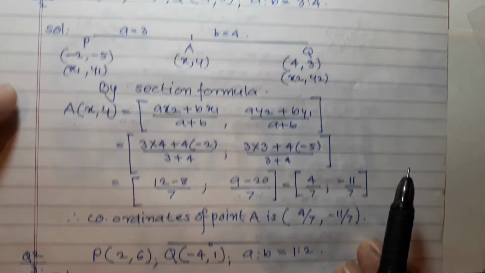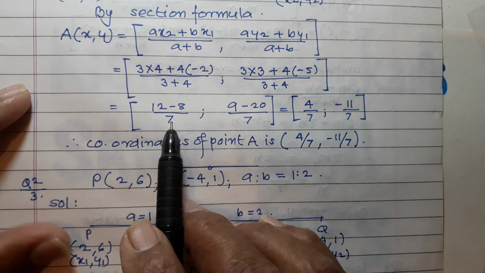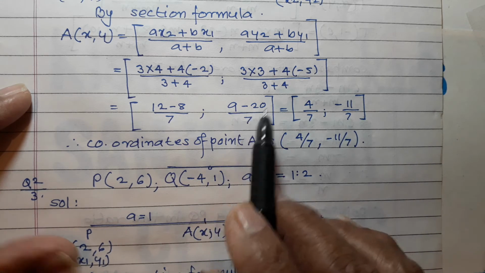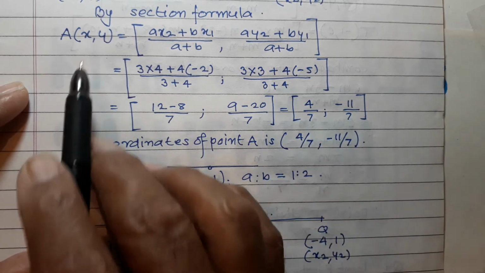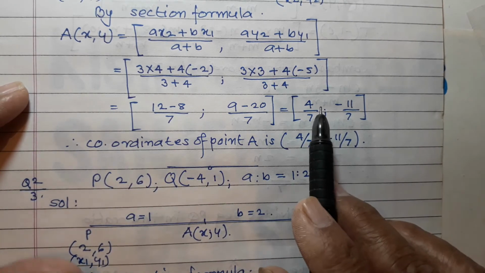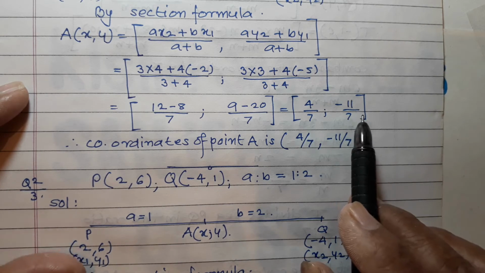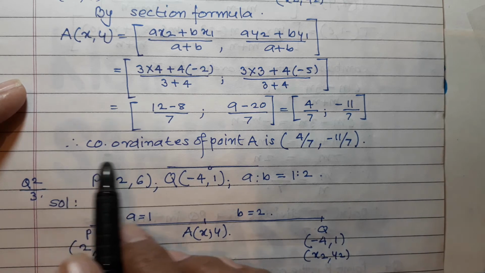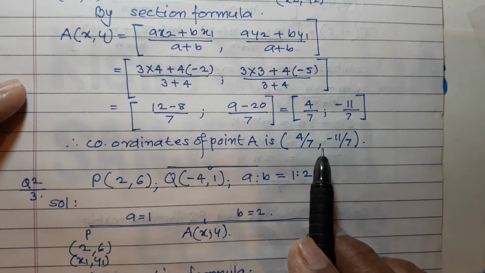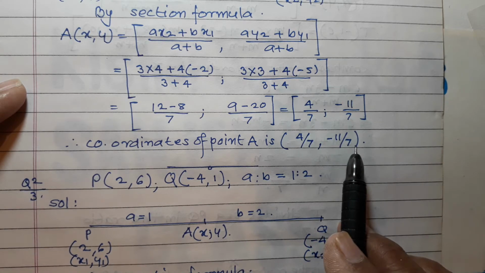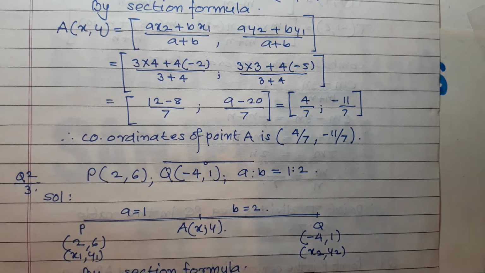Okay, simplify. (12 - 8)/7 and (9 - 20)/7, and therefore A(x1, y1) = (4/7, -11/7), and hence the coordinates of point A are (4/7, -11/7). Okay, question number 2 3.